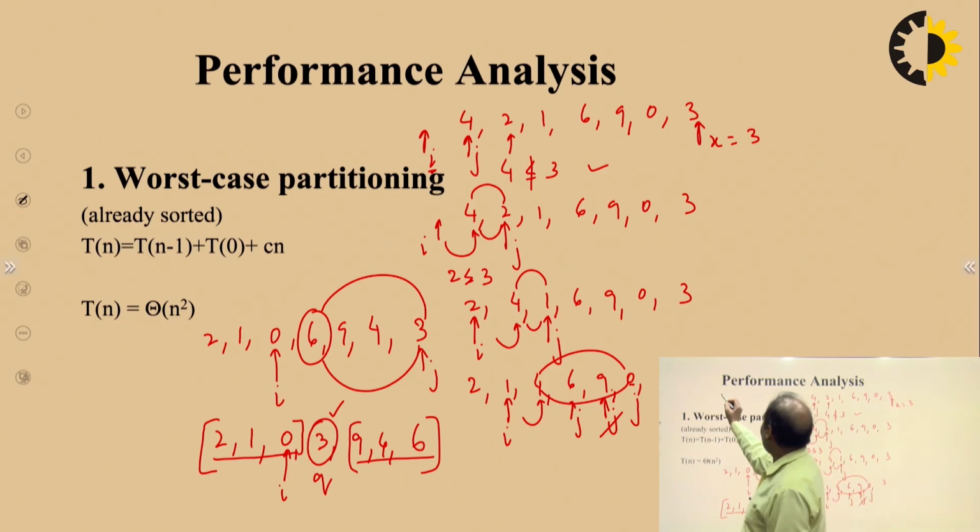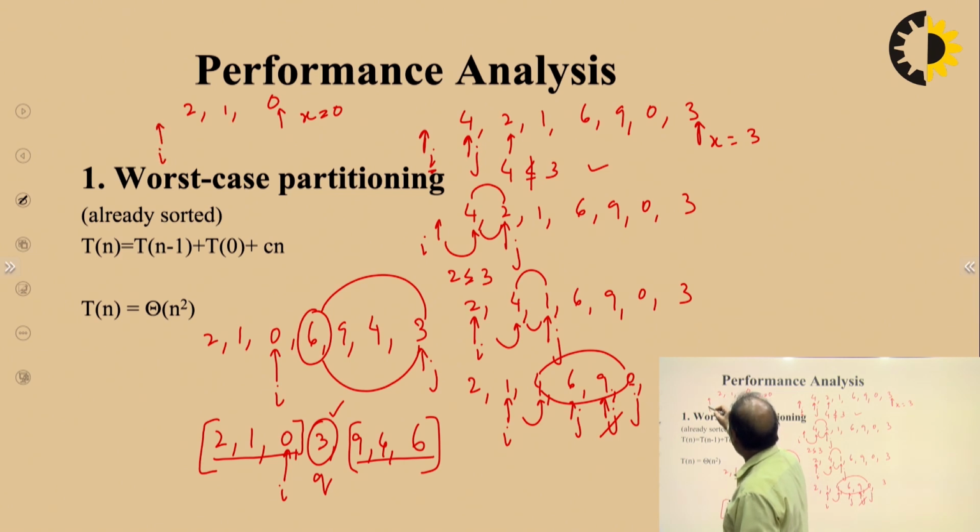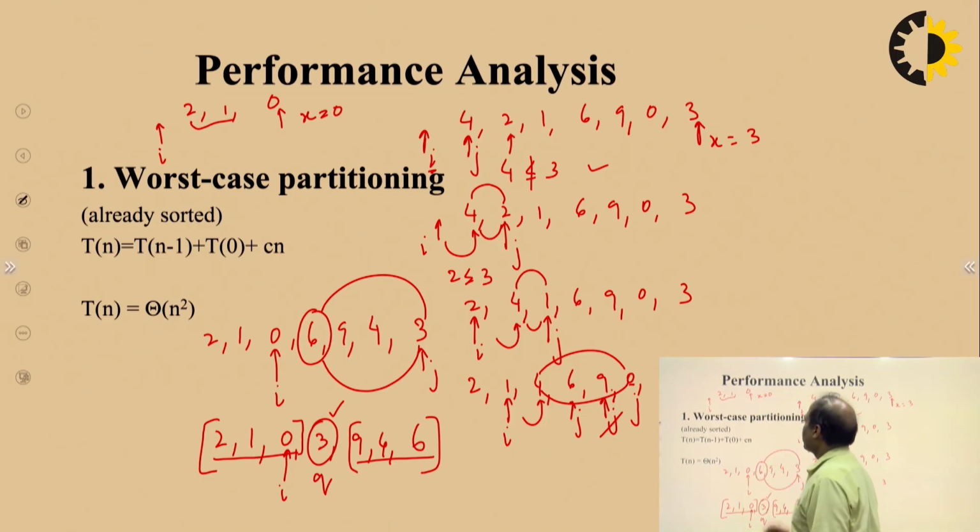So if you apply the same method to 2, 1, 0, you will see that the pivot is 0 and here will be I. Start a loop from here to here, okay? So this is J, clear? And now 2 less than or equal to 0, no.